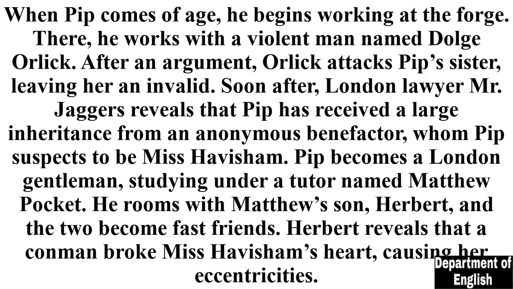Pip becomes a London gentleman, studying under a tutor named Matthew Pocket. He rooms with Matthew's son, Herbert, and the two become fast friends. Herbert reveals that a conman broke Miss Havisham's heart, causing her eccentricities.